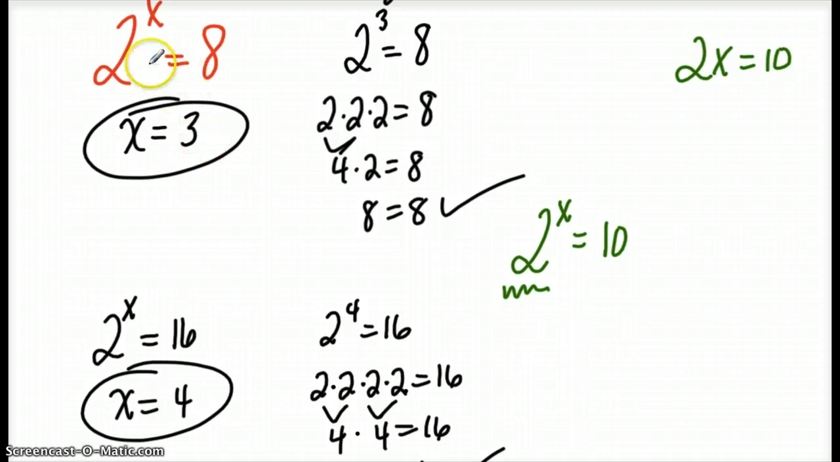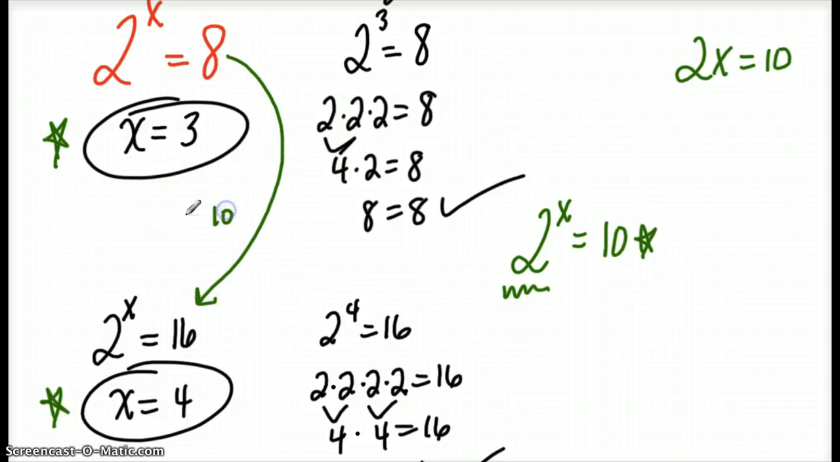Okay? Now, can you do this one in your head like you could this one and this one? No, because 2 raised to some power has to give you 10, which is not as simple or as quote unquote clean as 3 and 4. So if this solution was 3 and this solution was 4, what does this solution have to be? Well, since 8 and 16 are here and 10 is somewhere in the middle of those, then my answer is going to be approximately 3 point something, something, something, something.